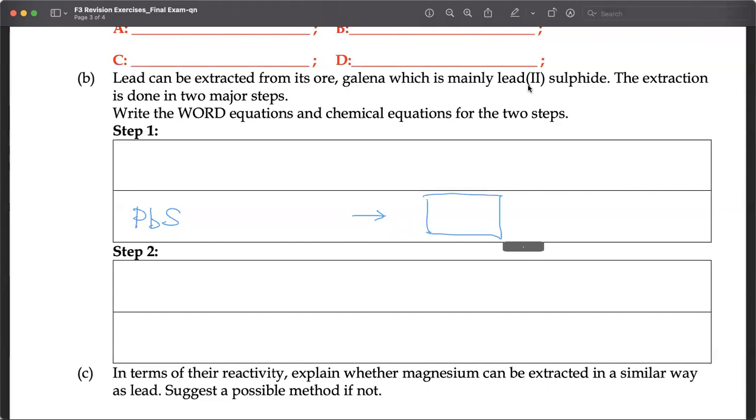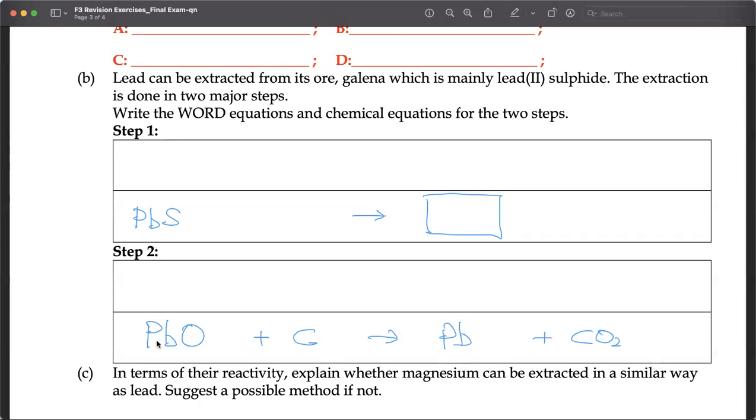But if you remember, lead should be extracted by heating with carbon from its ore. So the one that's heating with carbon should be the second step. So what is it? It should be the lead(II) oxide, just because the carbon can only help us to take away the oxide and itself become carbon dioxide. And then that is releasing the lead out.